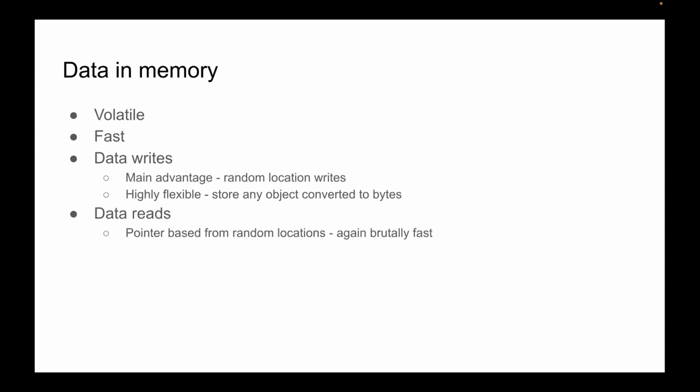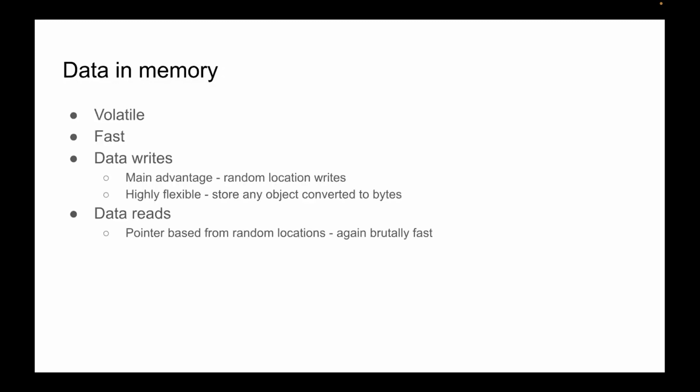And same with data reads, right? So data reads are again pointer based from random locations, extremely fast. So you don't have the sequential overhead at all in reads, right? So you have this extremely fast and volatile and flexible main memory, a very durable but sequential disk storage, and you obviously want to harness the best of both, right?